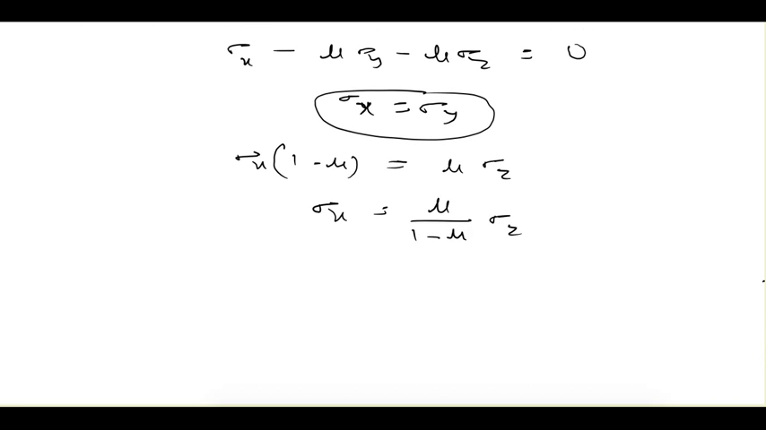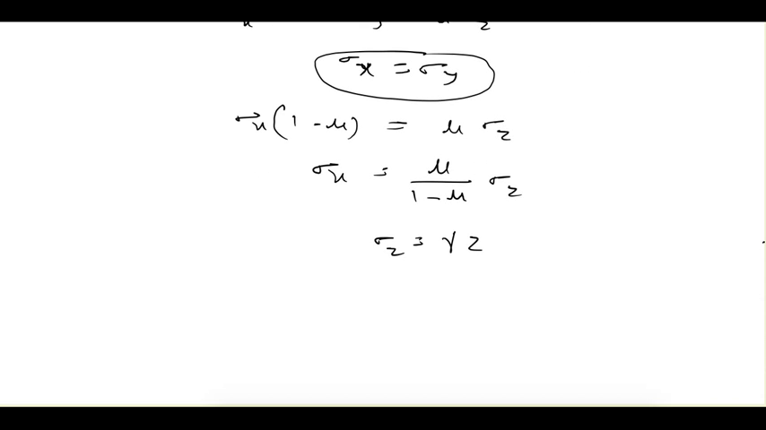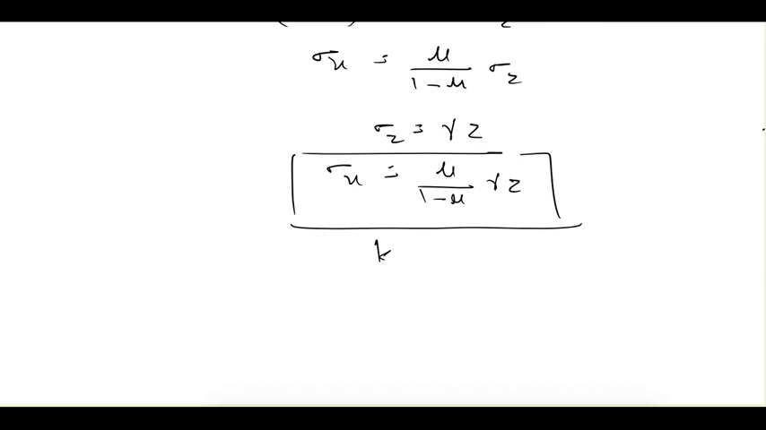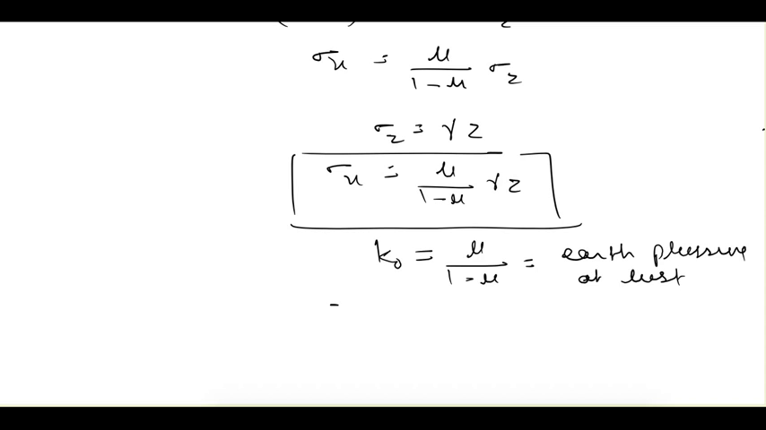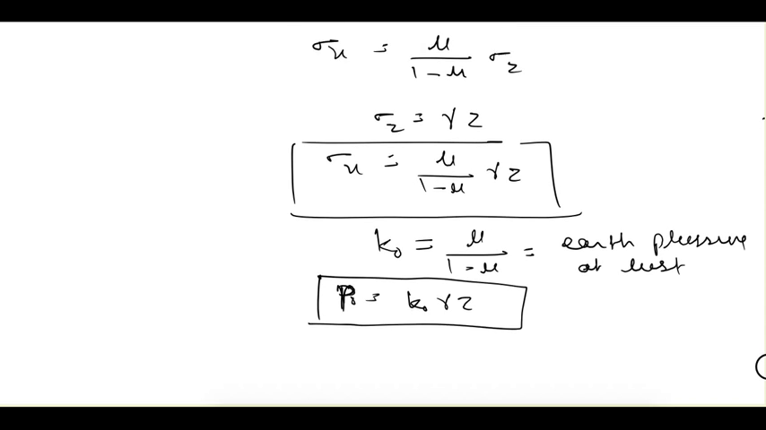Now we know that sigma z is simply equal to gamma into z, that is unit weight times depth, the vertical stress. So sigma x is equal to mu upon 1 minus mu times gamma z, and this mu upon 1 minus mu is denoted as k naught, which is called the earth's pressure at rest. So sigma x is equal to k naught gamma z, and this we denote with P, for pressure. So P naught is the pressure at rest. This is the basic formula for earth's pressure at rest.